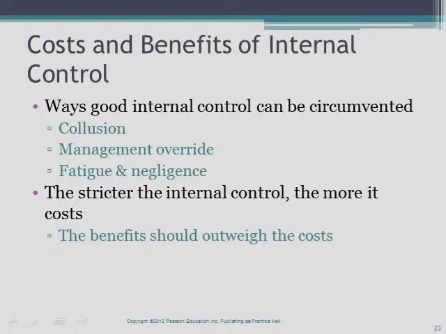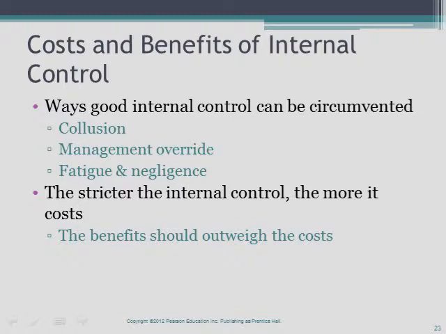Unfortunately, most internal controls can be overcome. Collusion, two or more people working together, can beat internal controls. Ways to circumvent a good system of internal controls include management override, human limitations such as fatigue and negligence, and gradual deterioration over time due to neglect.